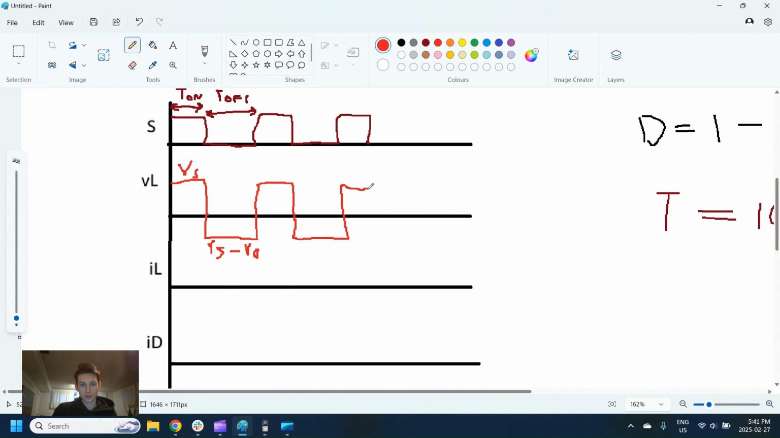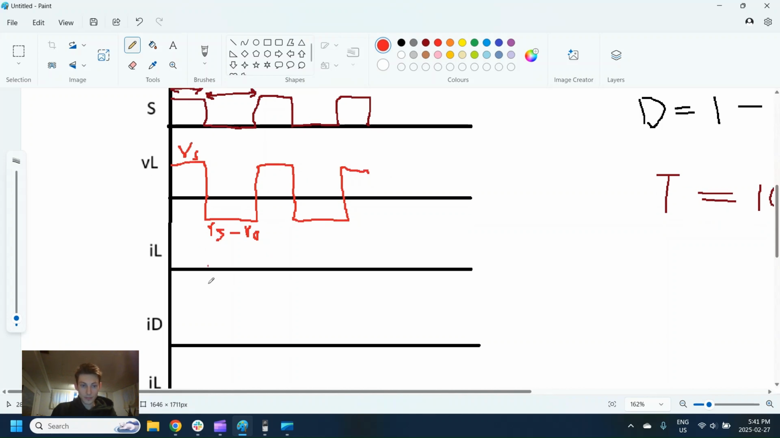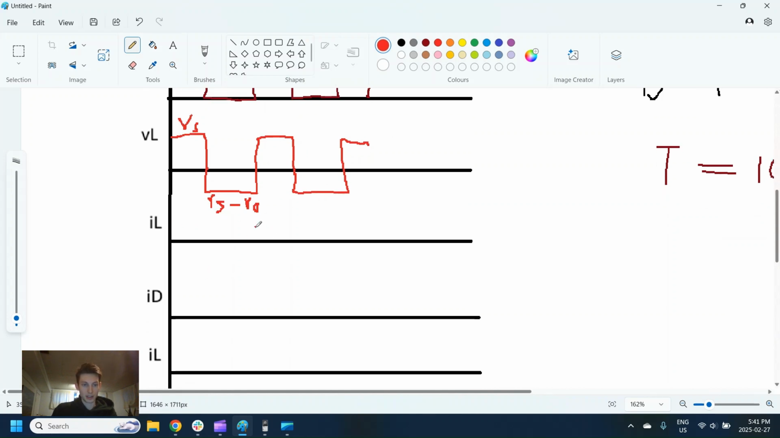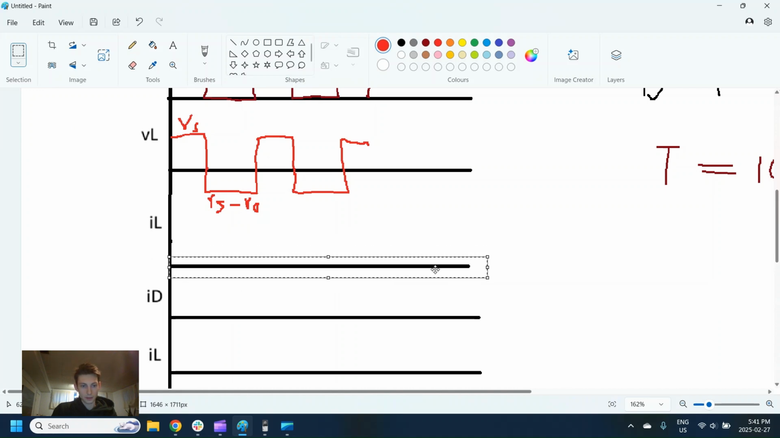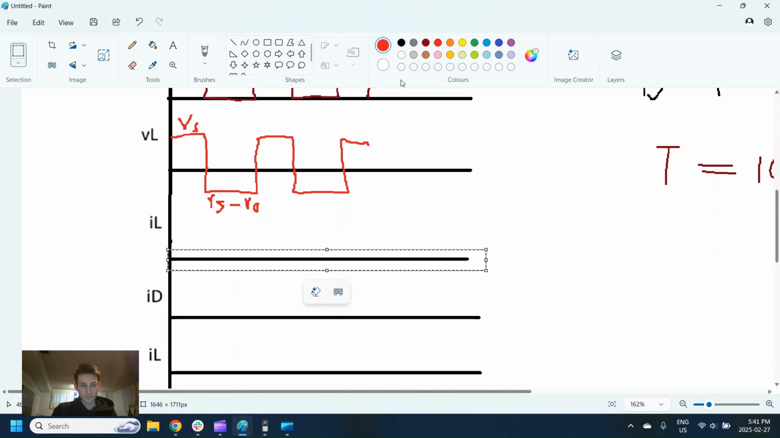And it's just going to follow like that. So that gives us the voltage of the inductor. Our next waveform we're going to look at is the current in the inductor. I've kind of squished myself, so I'm going to open this up a little bit and move this down.